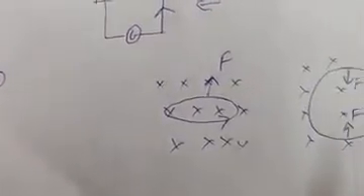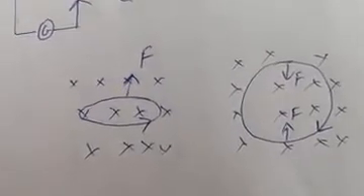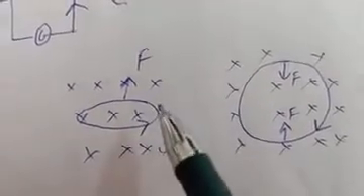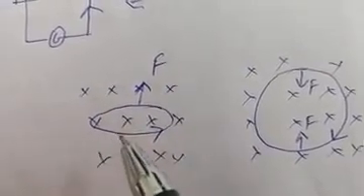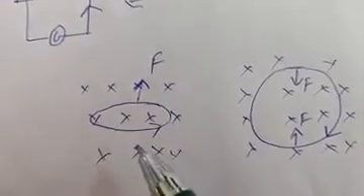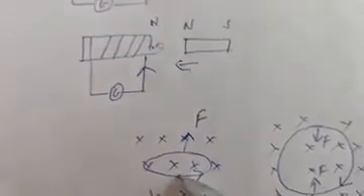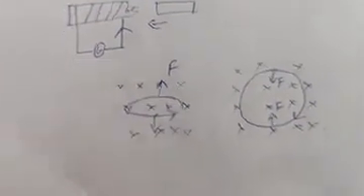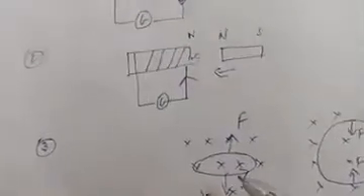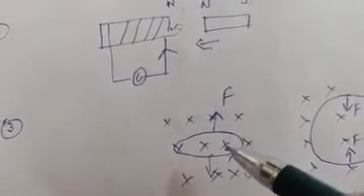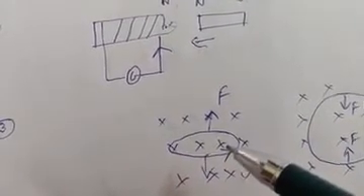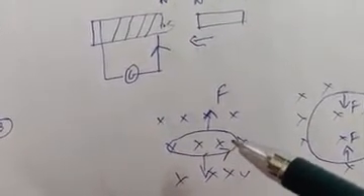I am taking the third case. It is a loop placed in an external magnetic field. Now we are applying force in the outward direction, that is, we are expanding it like this. We are expanding this, so what will happen? Its area will increase, so its flux will increase. Because the area is increasing and the magnetic field is constant, the flux will increase.